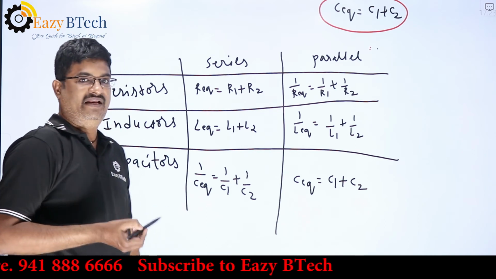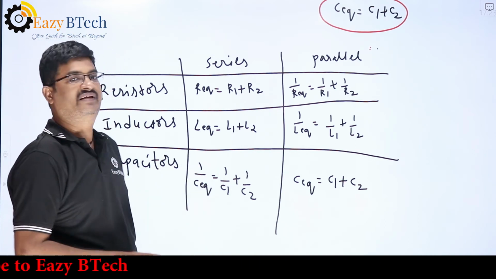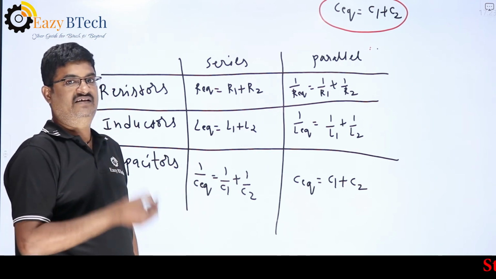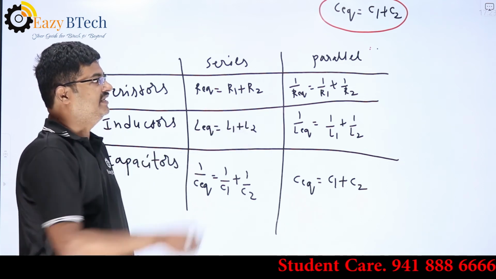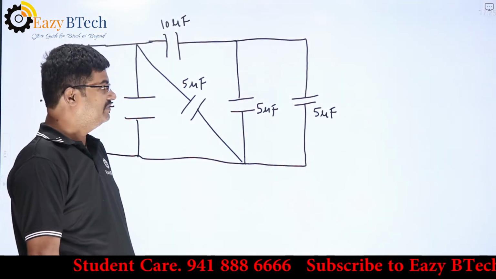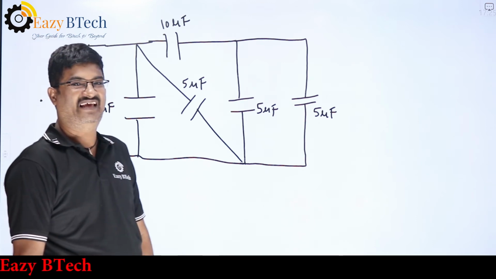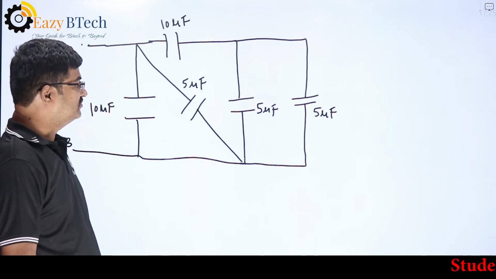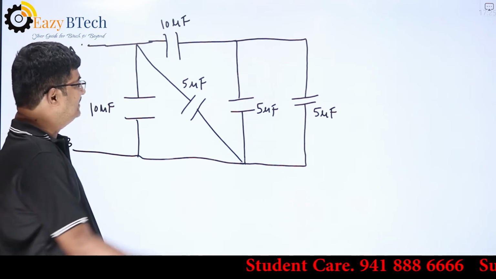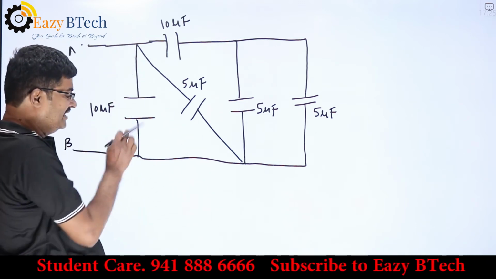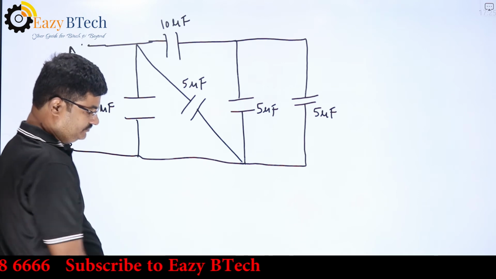So this is the summary till now of whatever we have derived in case of the resistors, inductors and capacitors. This is the summary of what we have learned. Here we will be doing a problem on finding the equivalent capacitance between terminals A and B. So this is the circuit which he has given. I have to find the equivalent capacitance across the terminals A and B.